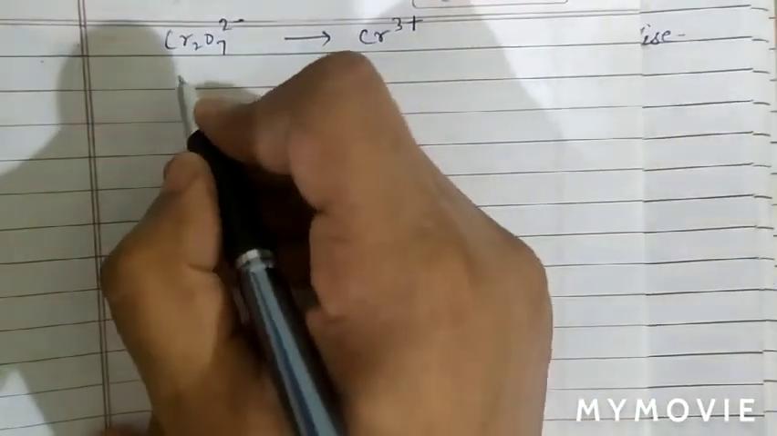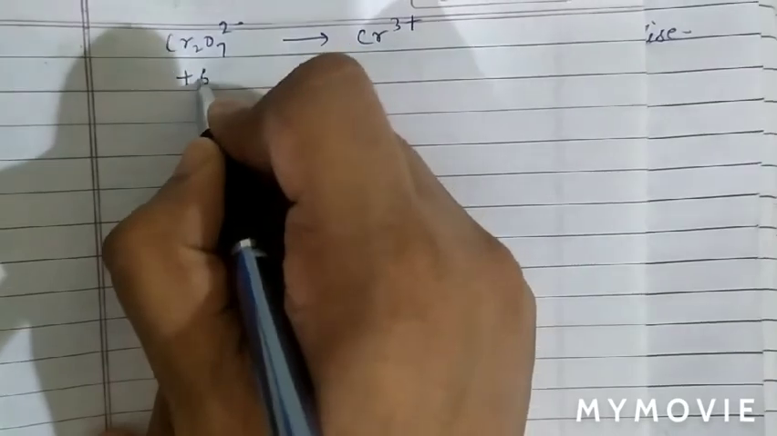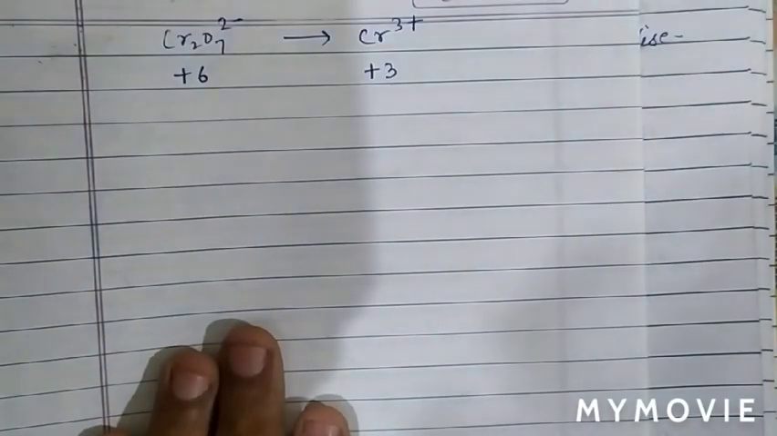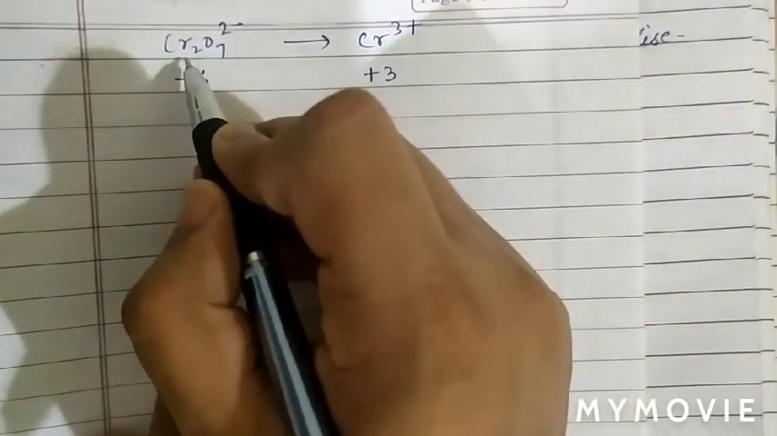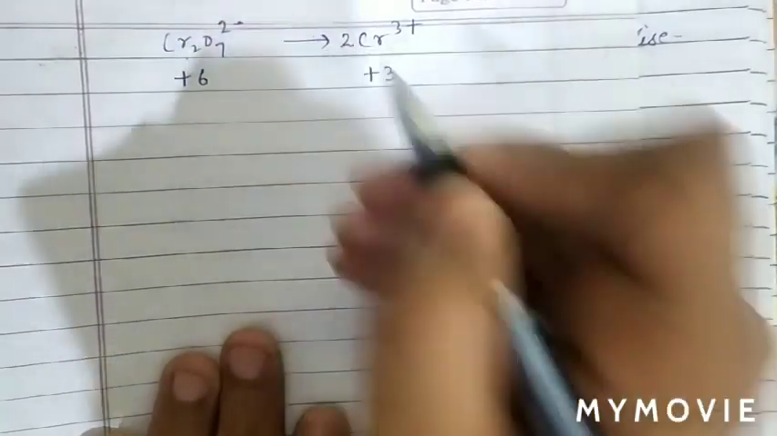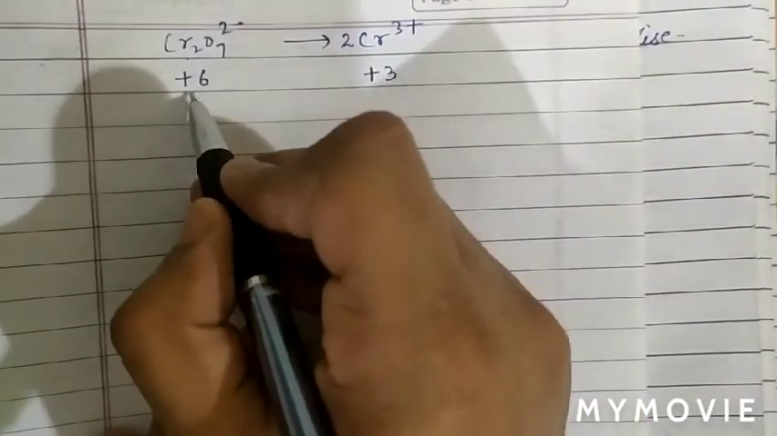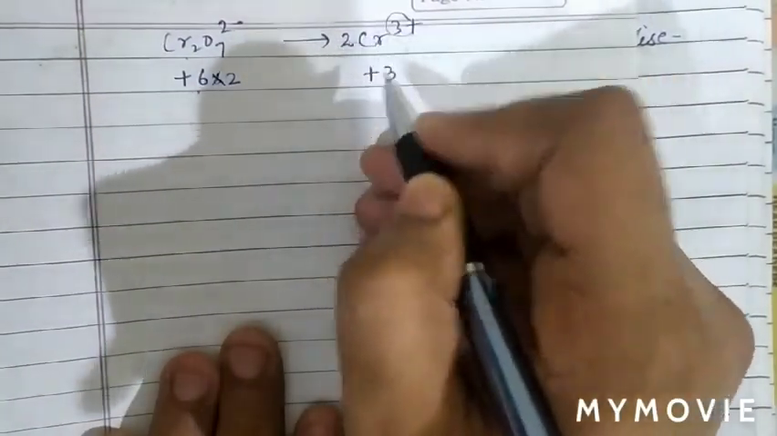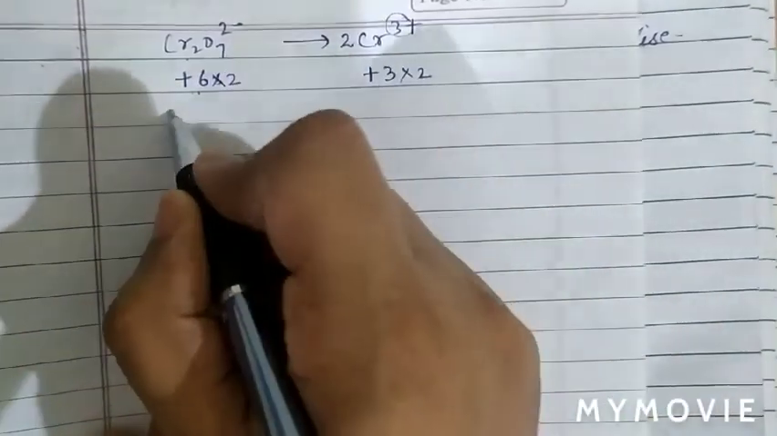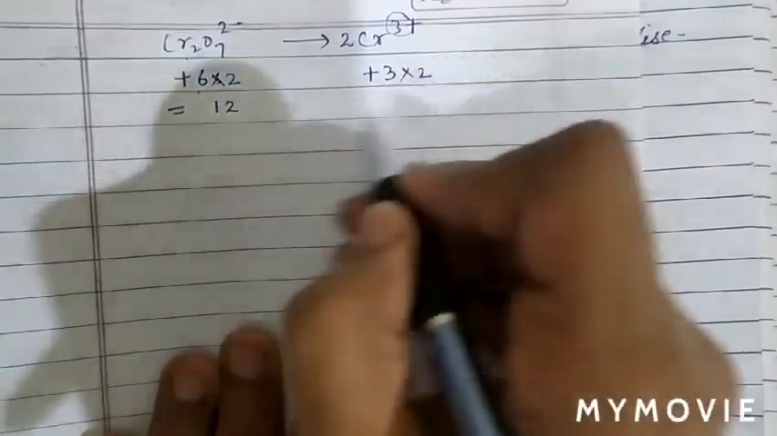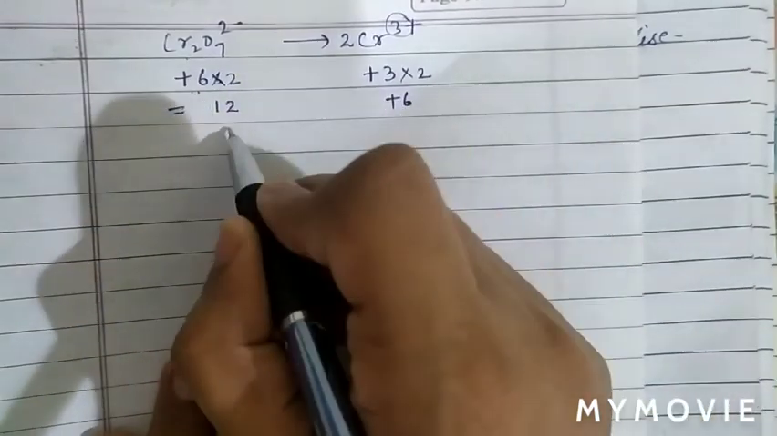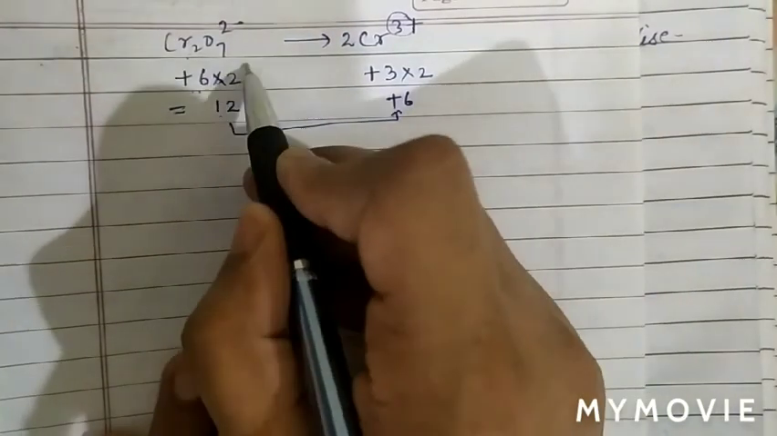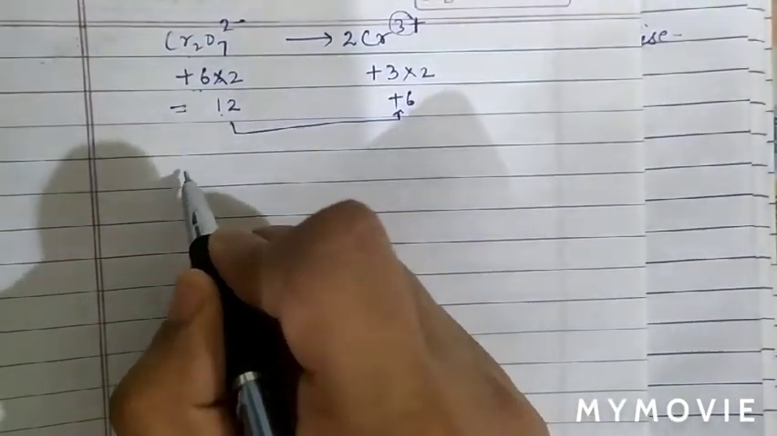First balance other atoms. There are 2 chromium atoms, therefore balance 2 chromium atoms. Now we can see for one atom oxidation number is 6, for 2 atoms it will be 12. For one atom it is plus 3, for 2 atoms it will be 6. So the change in oxidation number is from 12 to 6. To balance the oxidation number, how many electrons are added? 6 electrons are added on the left hand side. Now the half reaction will be Cr2O7 2 negative plus 6 electrons changes into 2 Cr3 positive.